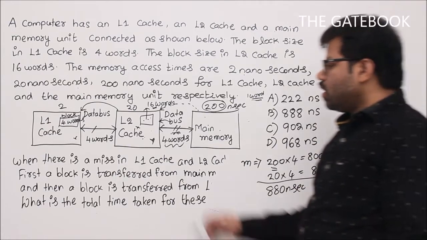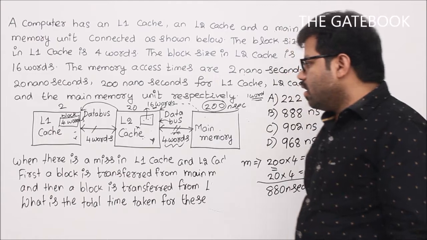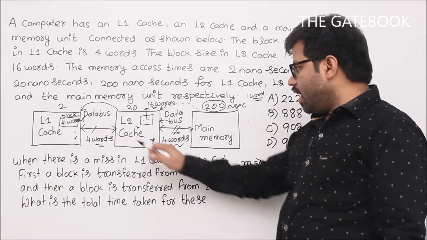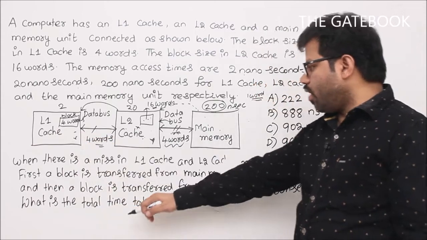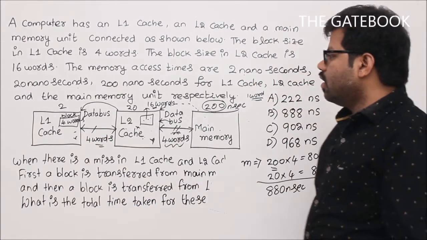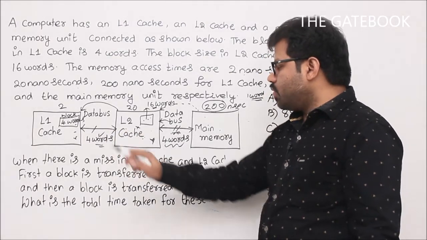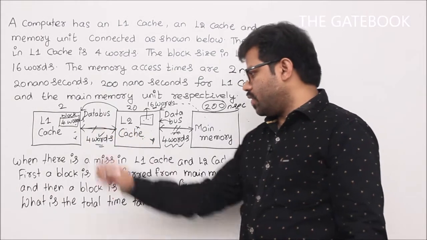Next, we have to do the same thing here to here, but here we have to transfer only 1 block again, because L2 to L1 also we have to transfer only 1 block. That is clearly mentioned in the question. But block size is 4 words and the data bus size is 4 words, so only 1 transfer, right?